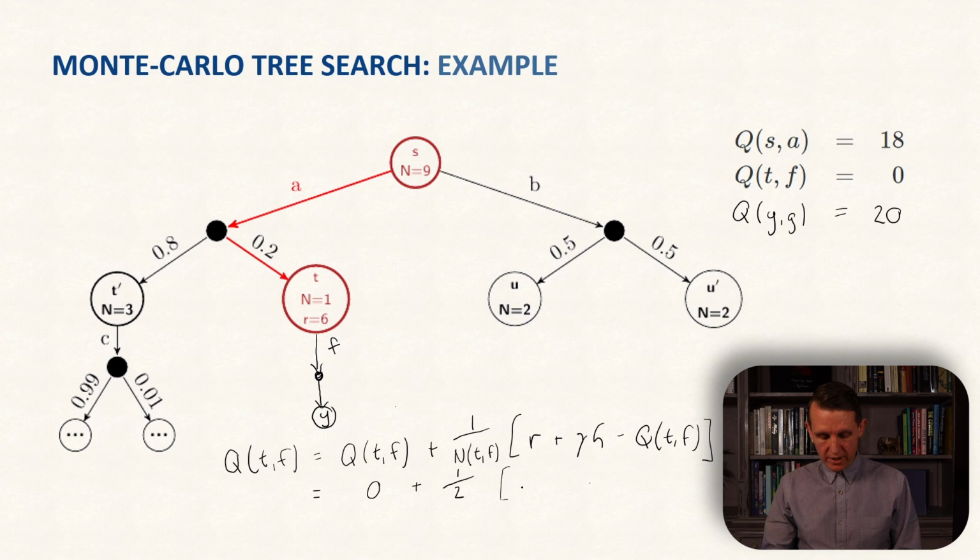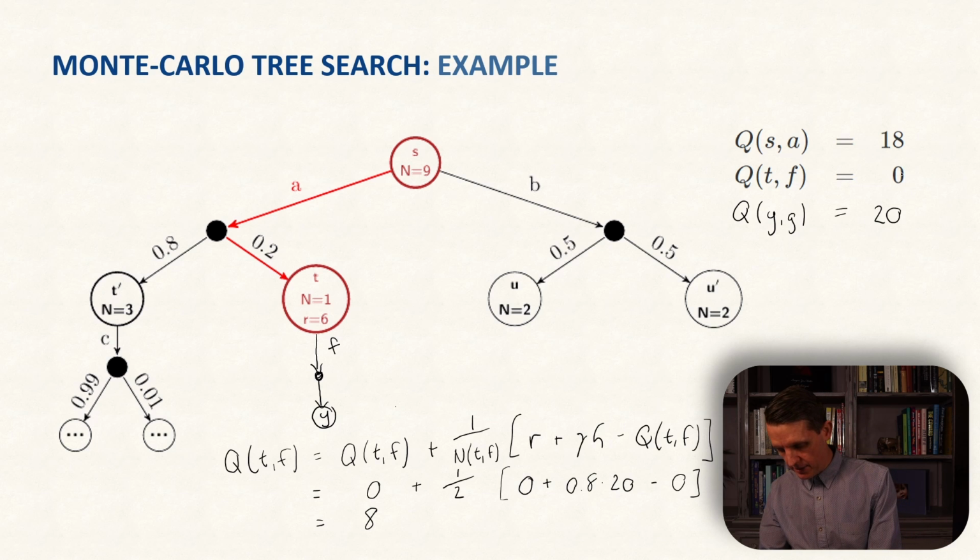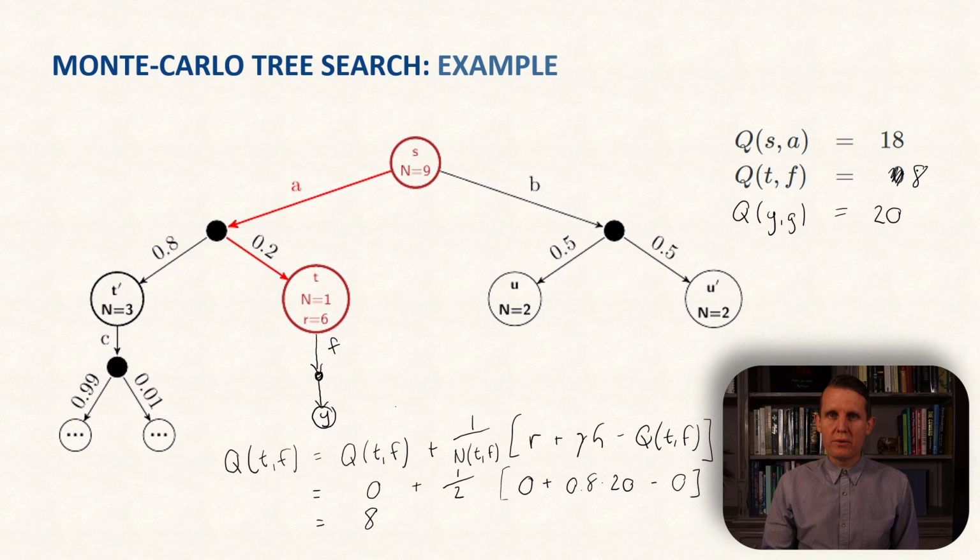Plus the reward we've received. I haven't said anything about a reward here, so we're going to assume that's 0. Plus our gamma times G. Our G here, remember, was 20, our reward from our previous step, minus the old value. And if we do this calculation in our head, we get the nice round value of 8. So the new value of Q of T F becomes 8. So let's get rid of the old value, burn the new value here.